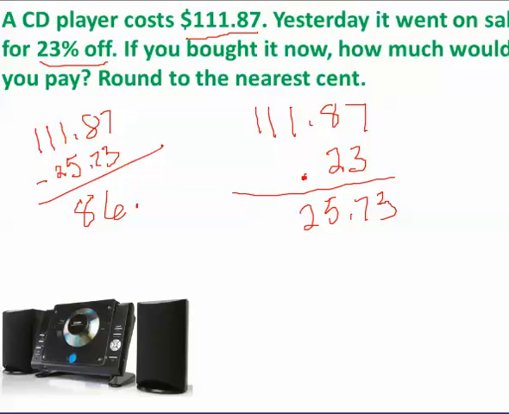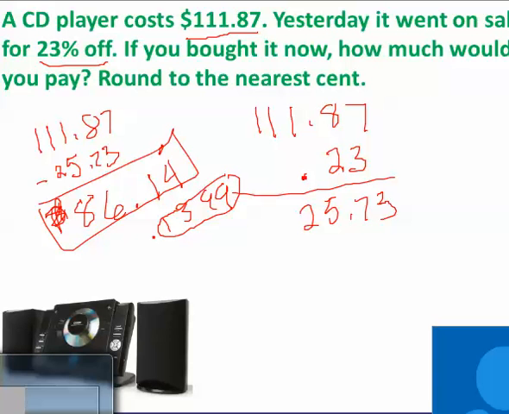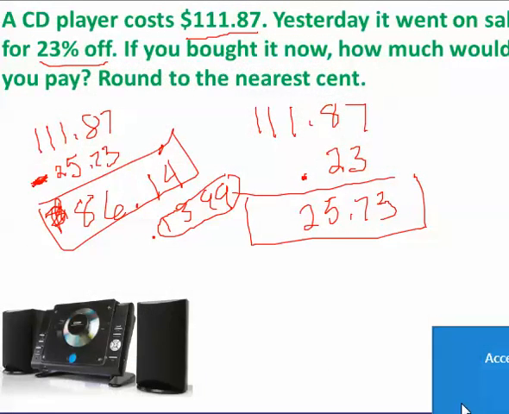And I think I'm going to pay $86. And it says 13.139, and that's going to round up to 14 cents. So it said 0.1399, and I rounded that up to 14. So let's see if I answered the question asked. How much would you pay? I think I'm going to pay $86.14 because I subtracted my discount of $25.73.